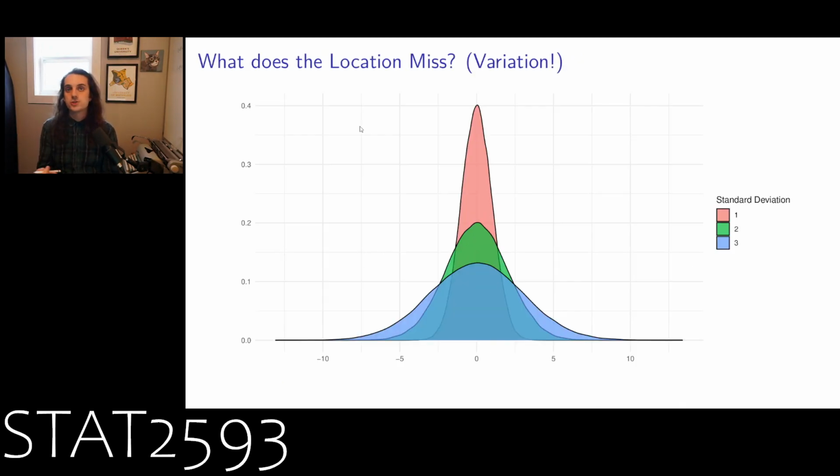So when we're talking about what the location misses, the answer is variation. And on this graphic here, I've now included what the standard deviations are. The really tall middle distribution there has a standard deviation of 1. The green one in the middle has a standard deviation of 2. And the blue one, the most spread out, has a standard deviation of 3. So you can see the skinnier, the less spread out, the lower the standard deviation. The wider, the more spread out, the larger the standard deviation.